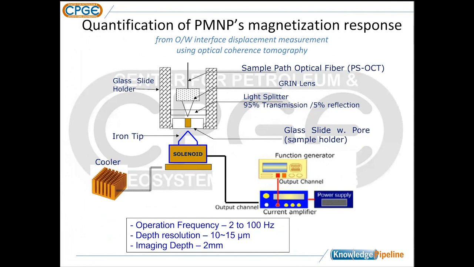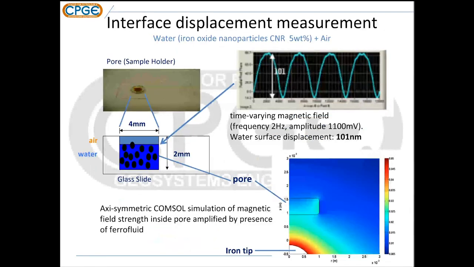Because biomedical engineering researchers have worked with paramagnetic nanoparticles for many years to test such concepts, we collaborated quite extensively with the biomedical engineering researchers at UT for the last 6 or 7 years, using equipment known as phase-sensitive optical coherence tomography, as shown here. We directly measure the oil-water interface displacement driven by the magnetic nanoparticles.